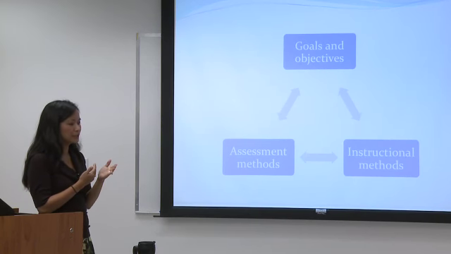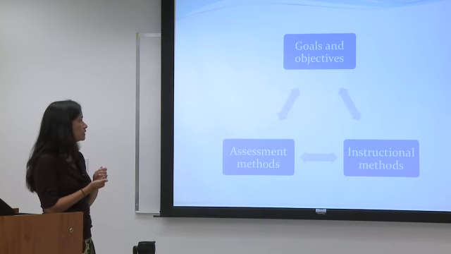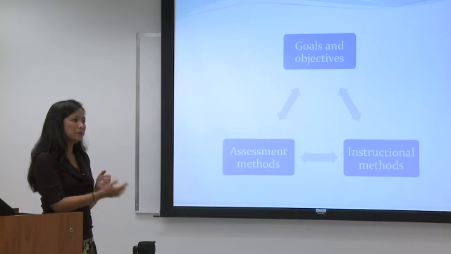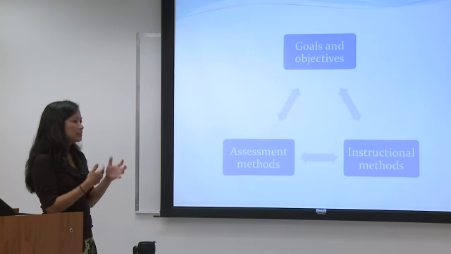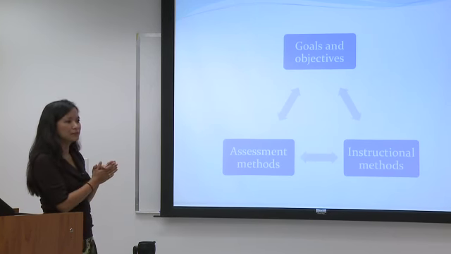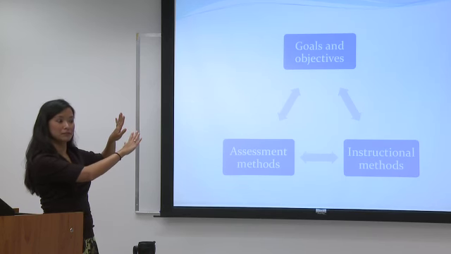So once you've decided on what your own goals are for the course and what you want the students to be able to do by the end of the course, then the next other things you would consider are your assessment methods and your instructional methods. But both of those should trace back to your objectives, right?